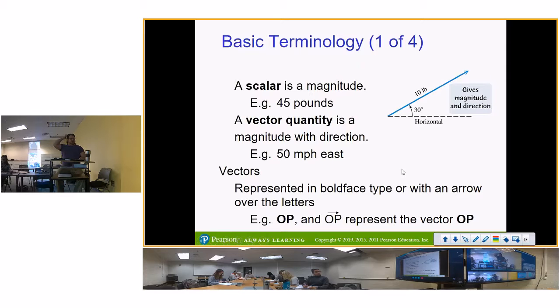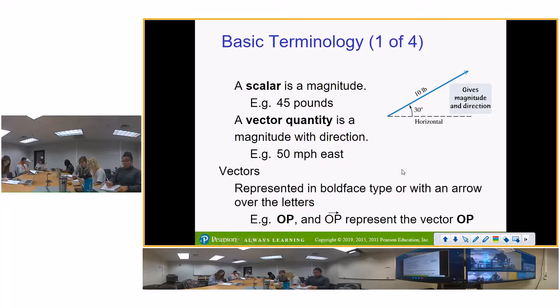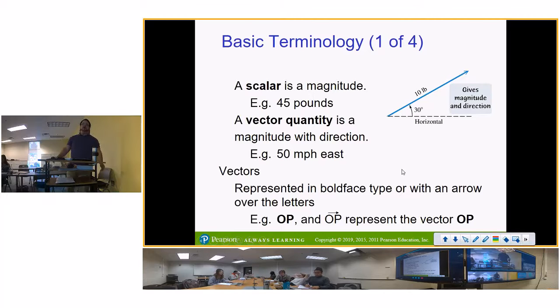A vector is a fancy word for an arrow that shows direction and magnitude. Write that down: direction and magnitude. All vectors have a direction and a magnitude. The magnitude is basically the quantity.